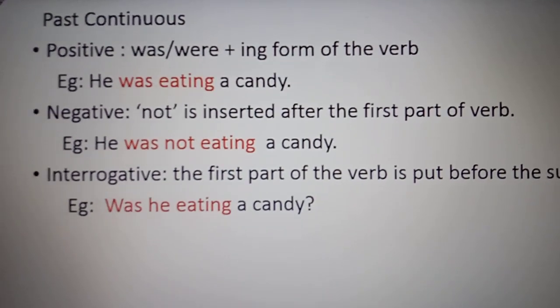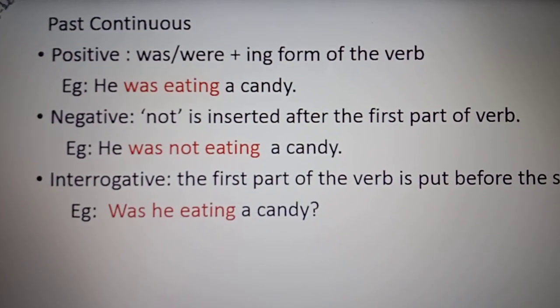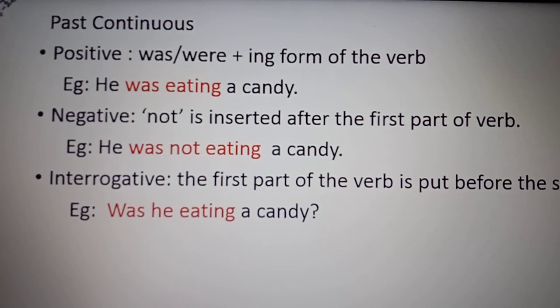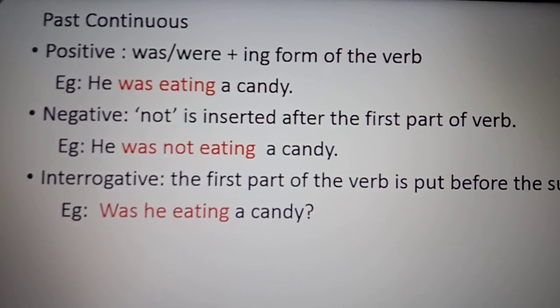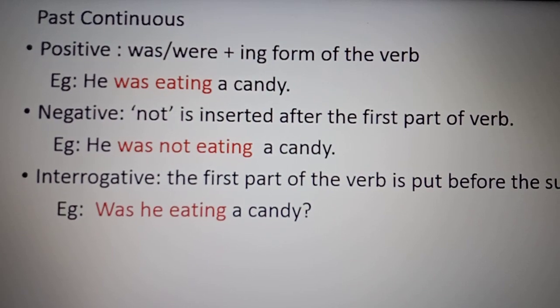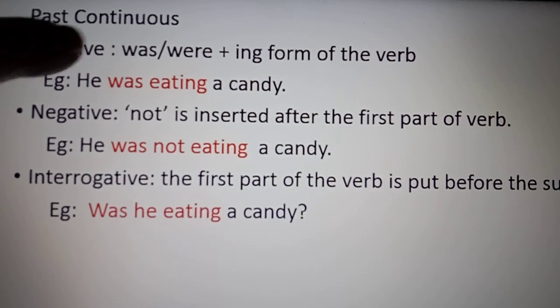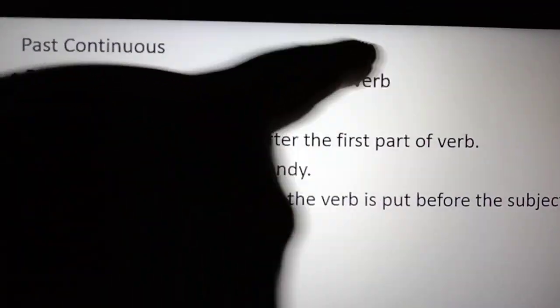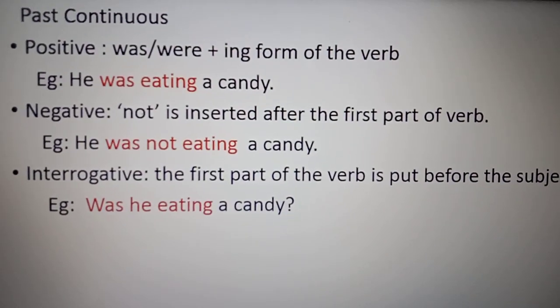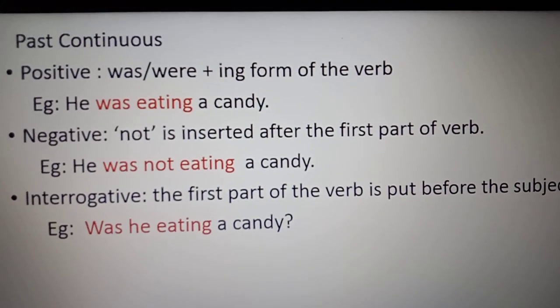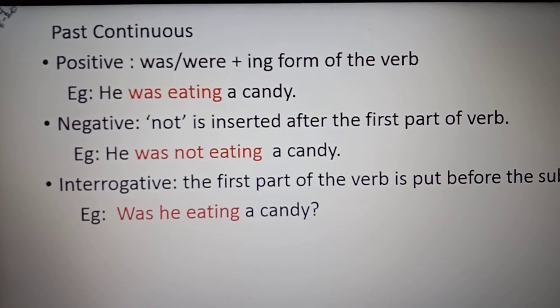Now in the past continuous positive sentence we are using, as I told you, these are all the forms which are given. When I was telling you orally, these are the forms given. So you can write down in your notebook, children.